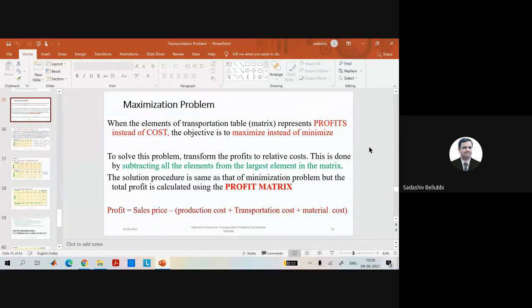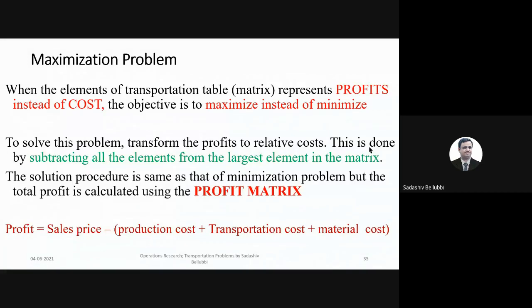This is done by subtracting all the elements from the largest element in the matrix. This green color font, you should remember: we need to subtract all the elements from the largest element in the matrix. The solution procedure is the same as that of the minimization problem, but the total profit is calculated using the profit matrix only.